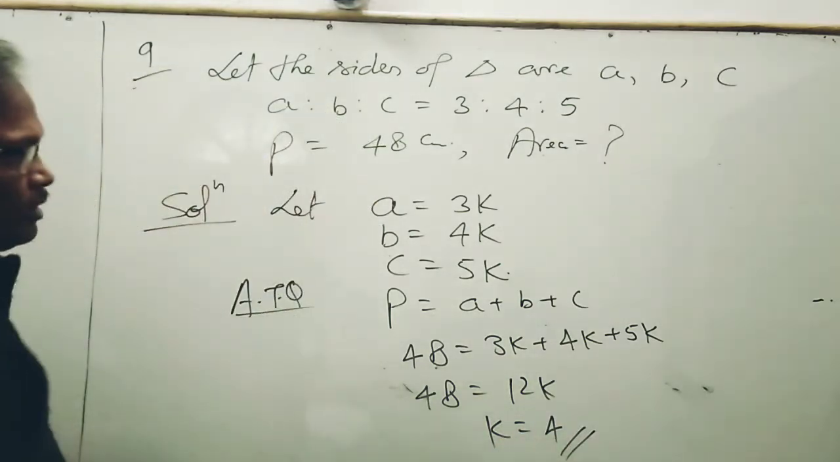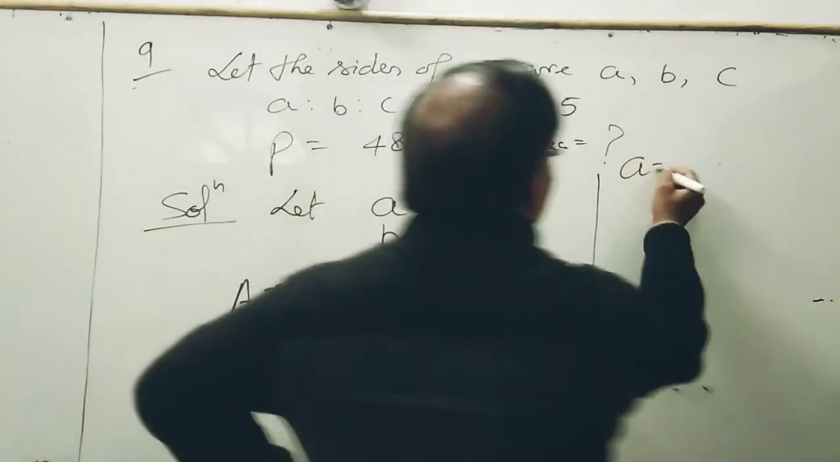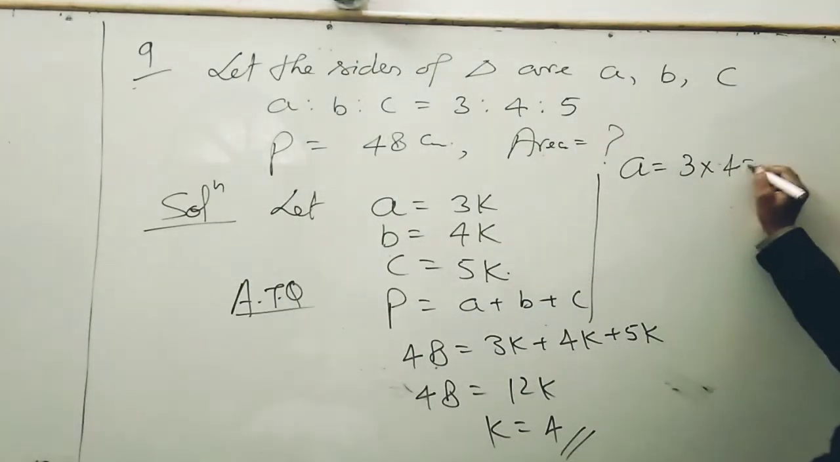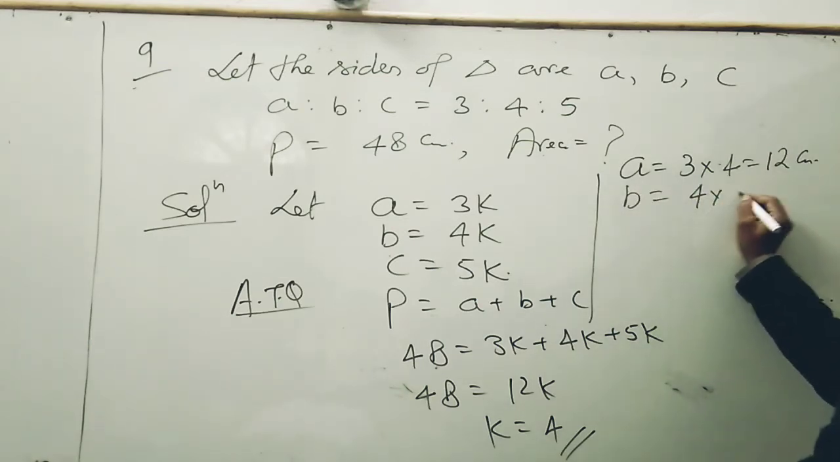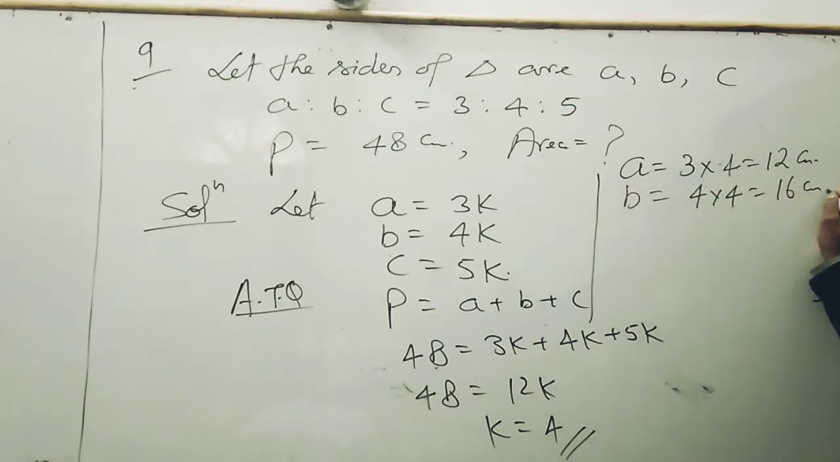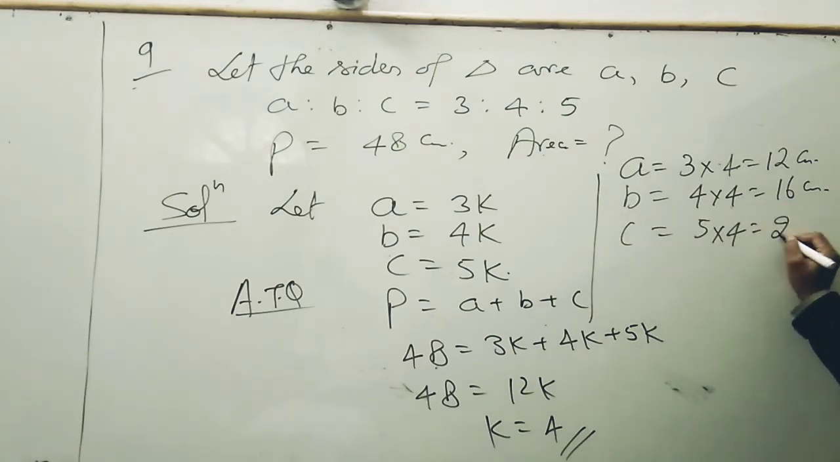After getting 4, you can find the sides A, B, C. So A is equal to 3 into 4, means 12 centimeter. B is equal to 4 into 4, that is 16 centimeter. And C is equal to 5 into 4, that is 20 centimeter.